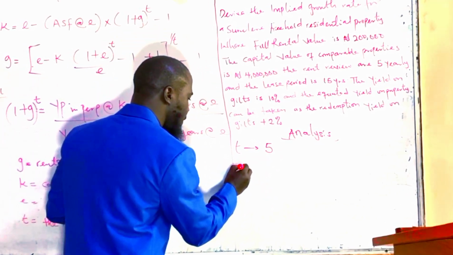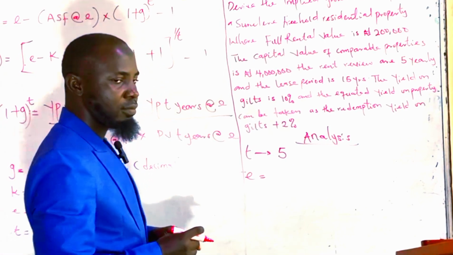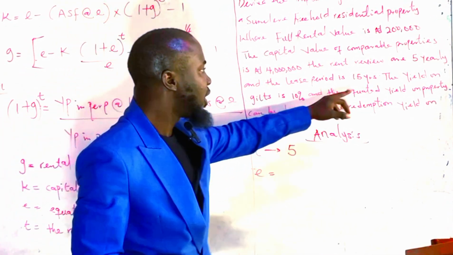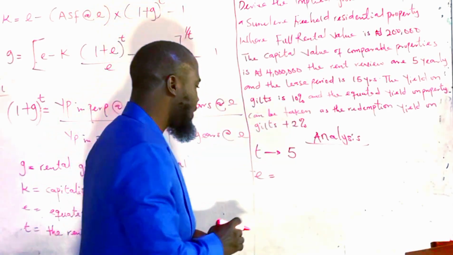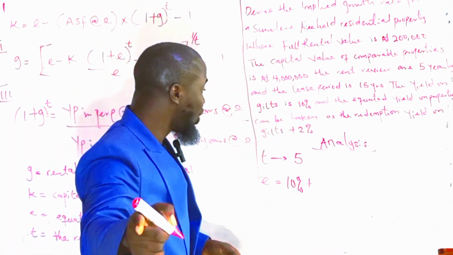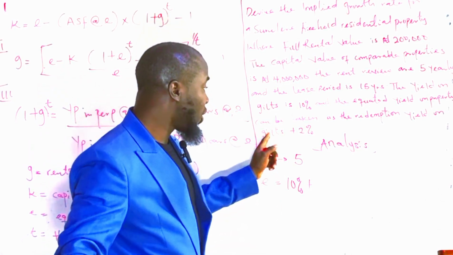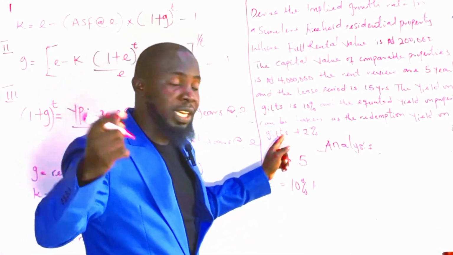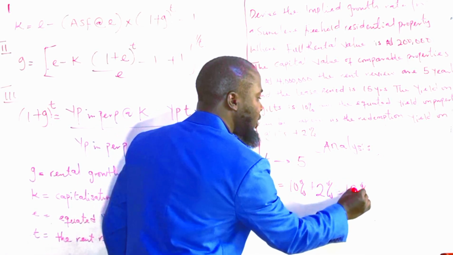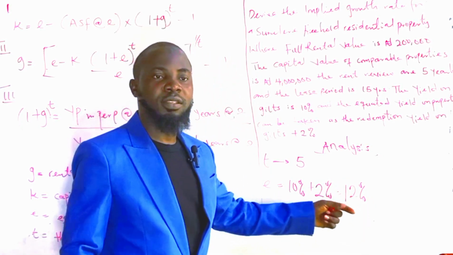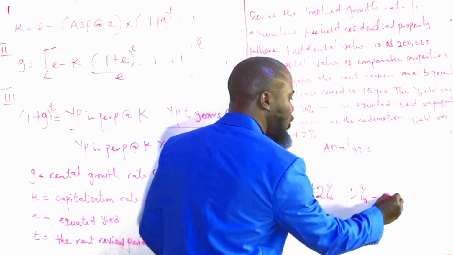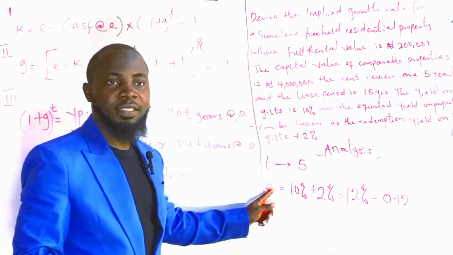Now, your E, your equated yield. For your equated yield, we have this already. They said the yield on gilt is 10%. Now, there is a redemption yield as well on gilt, which is 2%. Plus 2%, we have what? 12%. If you convert this 12% to decimal, we have 0.12. That is our E.